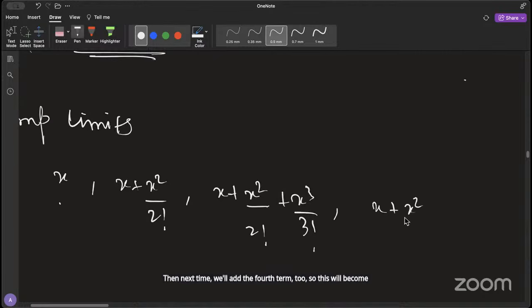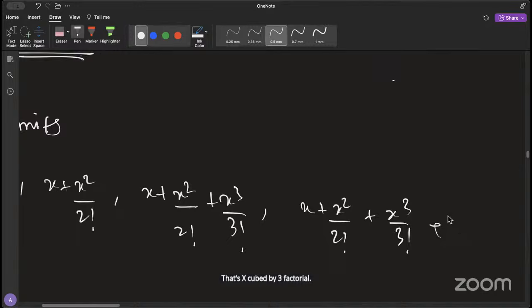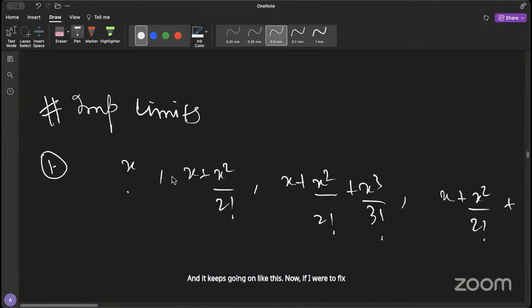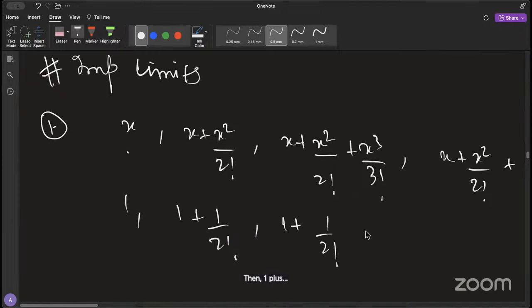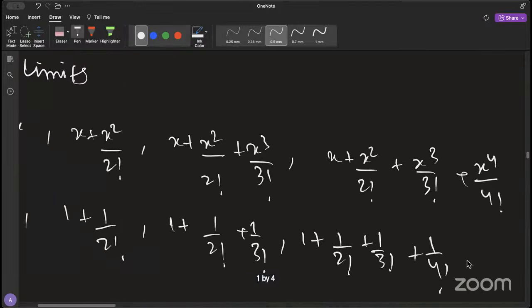So this will become x plus x square by 2 factorial plus x cube by 3 factorial and x to the power 4 by 4 factorial. And it keeps going on like this. Now, if I were to fix this thing, let's take it for x is equals to 1. So I'll have 1 plus 1 by 2 factorial, then 1 plus 1 by 2 factorial plus 1 by 3 factorial, then 1 plus 1 by 2 factorial, 1 by 3 factorial, 1 by 4 factorial, and so on.